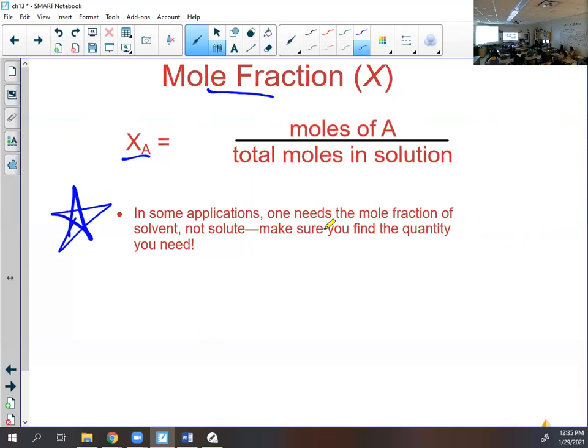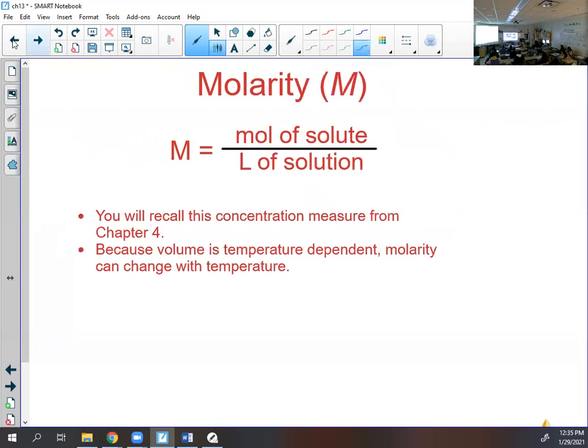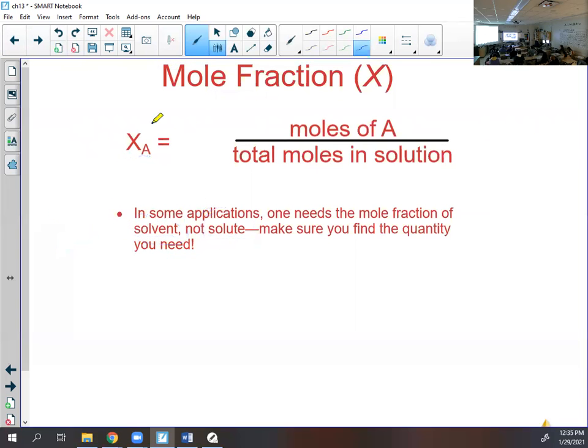In some applications, which we will do here on Monday, one needs the mole fraction of solvent, not the solute. 100% of the time so far, we've been finding the mole fraction of the solute. But when we do colligative properties, which are in your future, we need it of the solvent. Make sure you find the quantity you need. So let's talk about what I mean by finding it for the solvent.